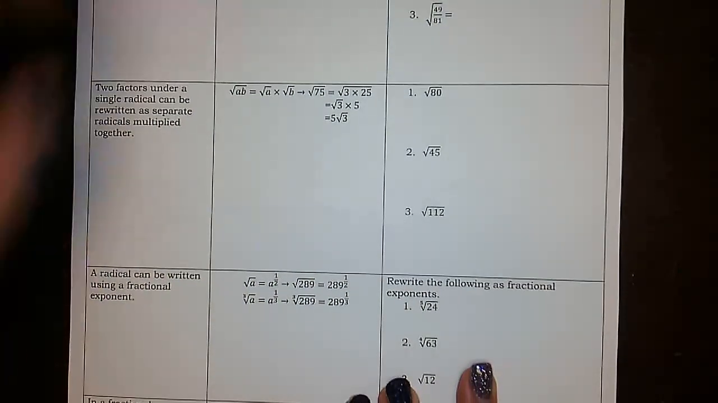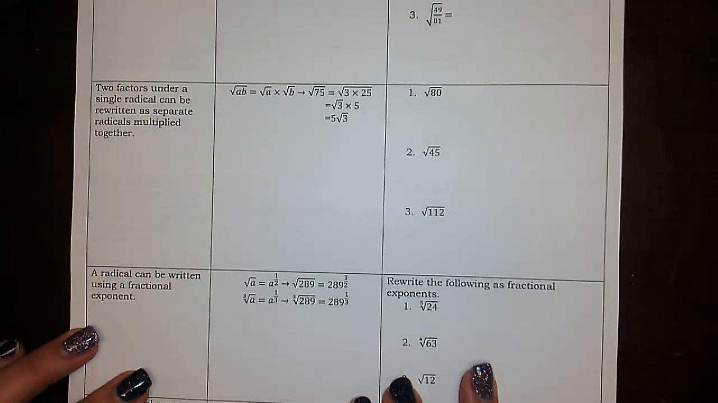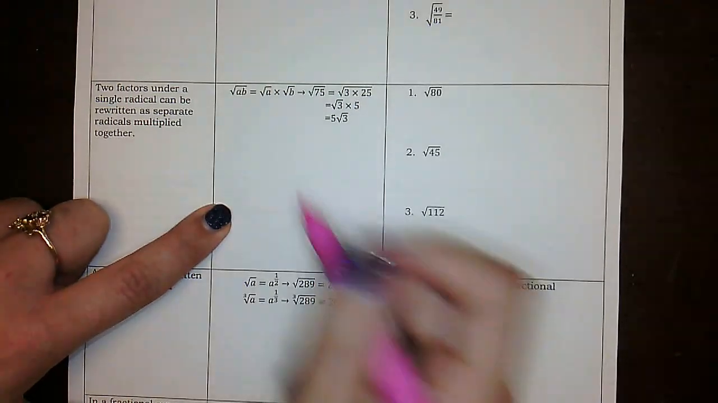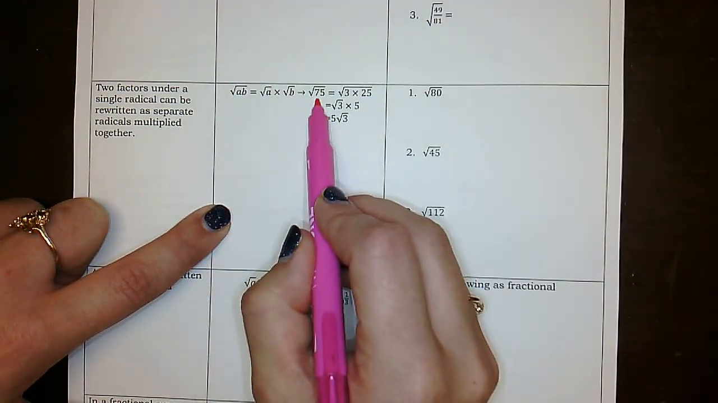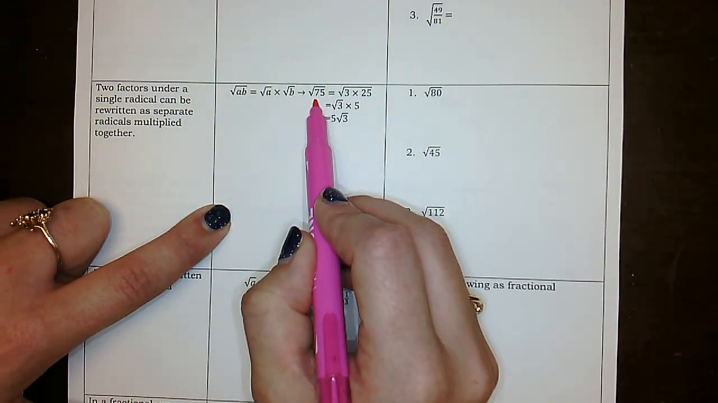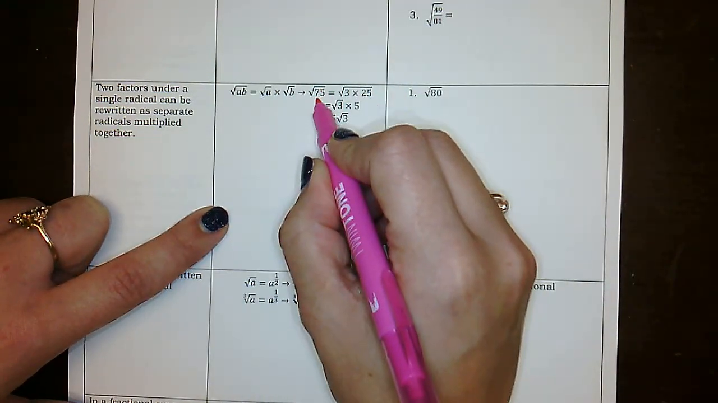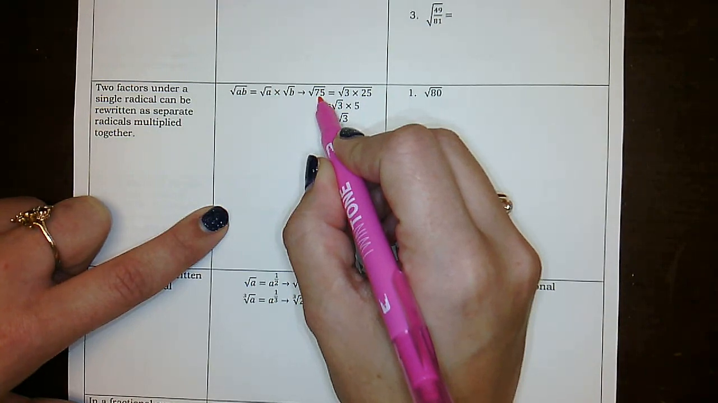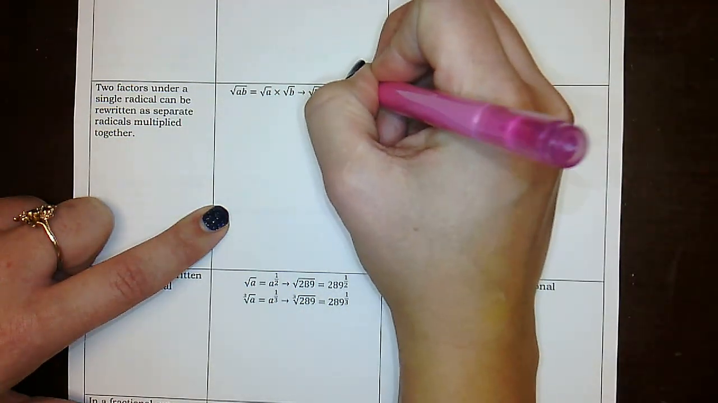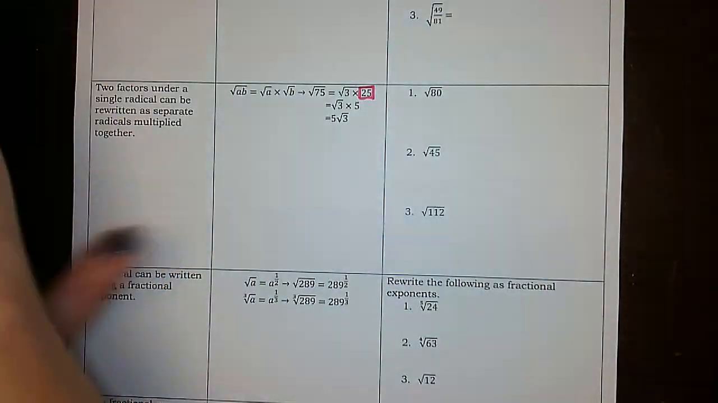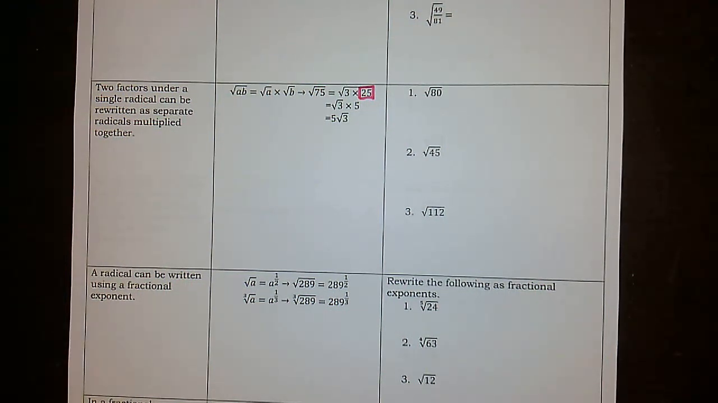Now let's look at having two factors under a single radical. So if we have this example, the square root of 75, I always try to think of what perfect square can go into this because it makes the problem easier. So a perfect square that can go into 75 is 25. And 25 times 3 gives me 75. So we have 25 and 3.